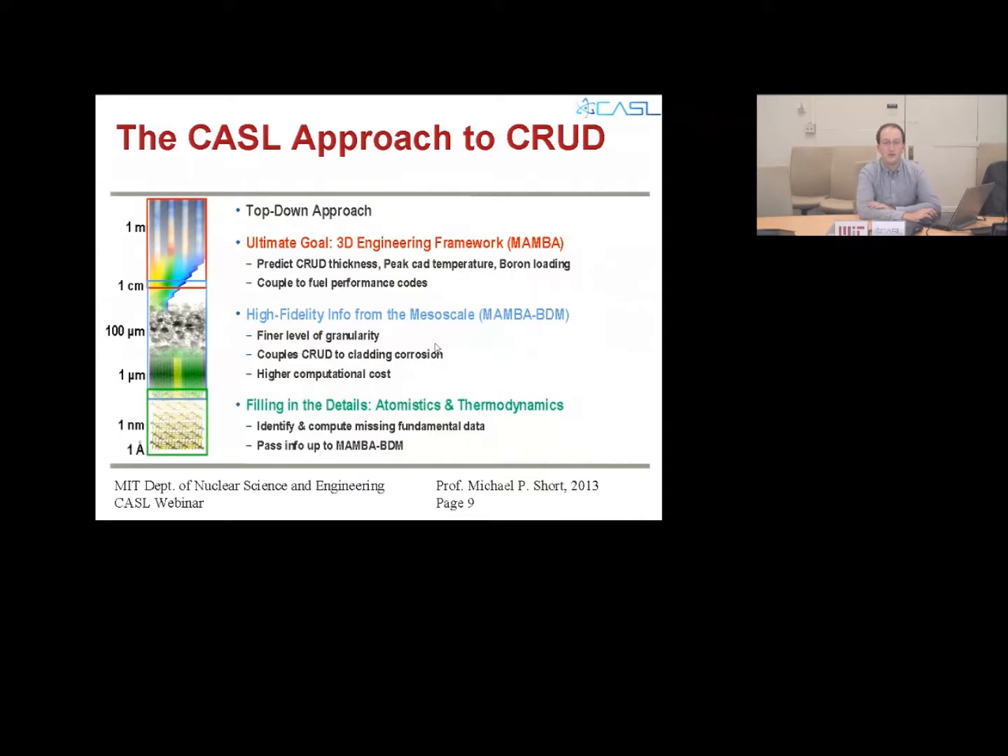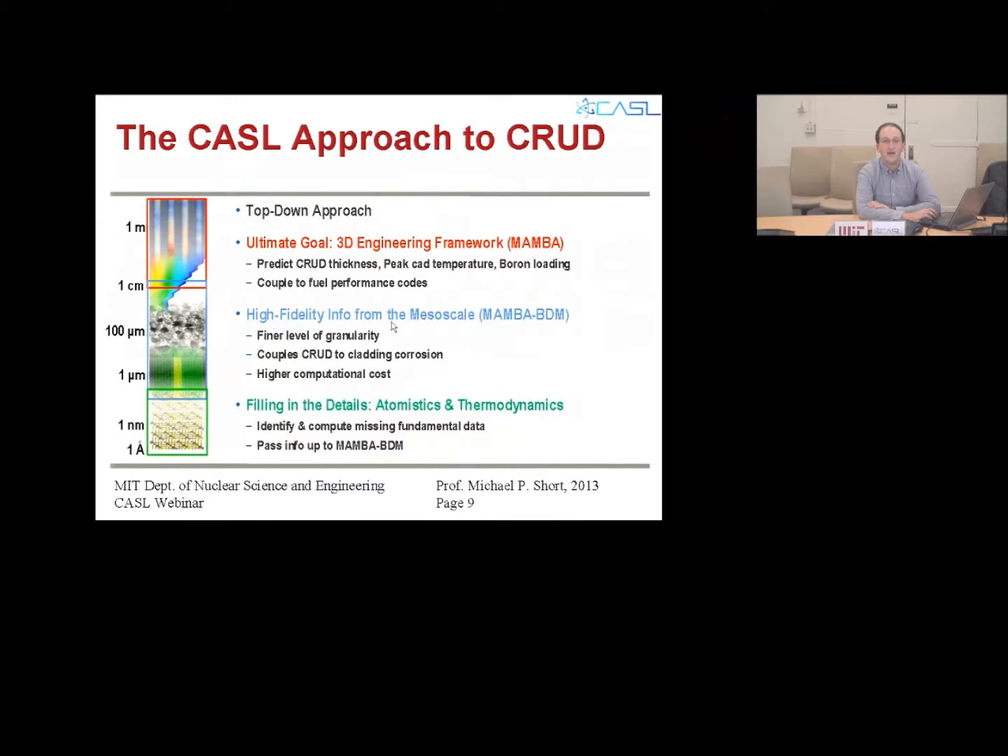So it couples CRUD cladding to cladding corrosion. It's a much higher computational cost, but you get more accuracy. And there's a trade-off between running this MAMBA-BDM model at a few places in the core and running MAMBA everywhere. We want to get the most bang for our buck.